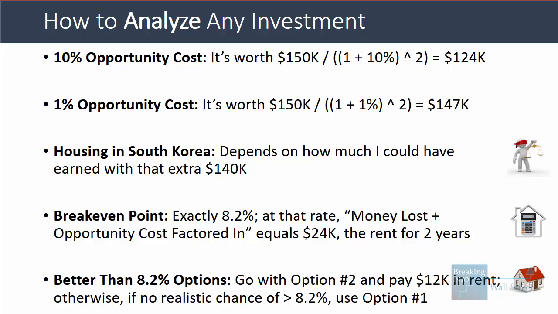So if I believe that I could invest that money elsewhere with a similar risk profile and earn more than 8.2%, then I should go with option number 2, pay $12,000 in rent per year, pay a much lower deposit, and take that extra money and invest it elsewhere. But if there's no realistic chance of earning more than 8.2%, then I should go with option number 1, and I should pay that much higher deposit, save the money on rent, and I will come out ahead that way.